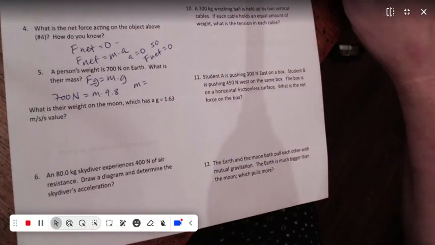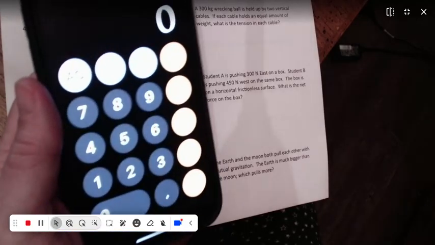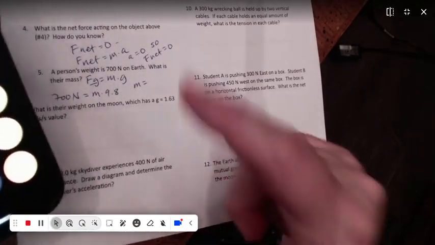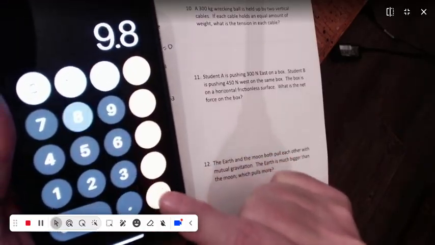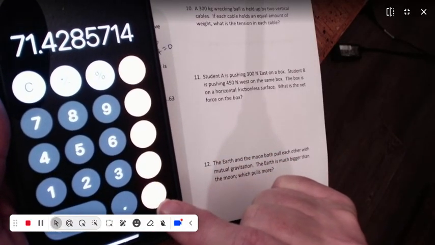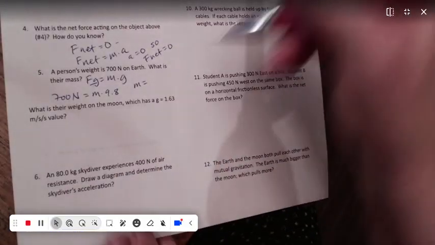Okay, so I don't have my calculator right nearby. I have to grab it, but for now I'll use my phone because it is nearby. 700 divided by 9.8 is 71.4. So 71.4 kilograms is my mass.